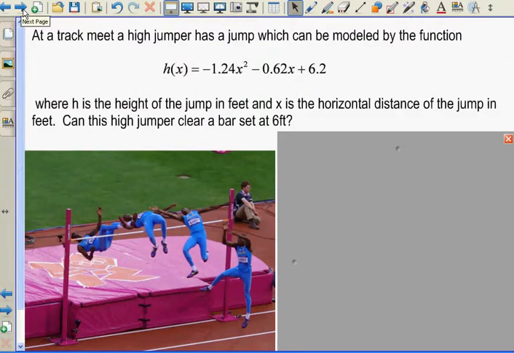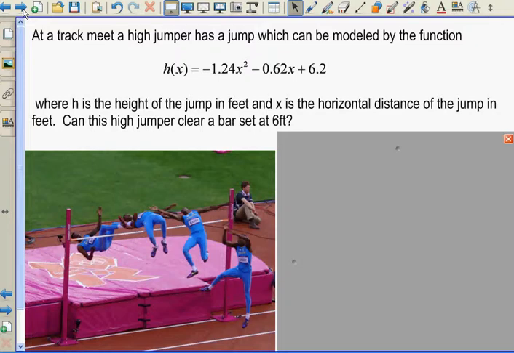This next problem, still a track meet, but here we have a high jumper, and of course we don't care where the high jumper lands, we care how high they go. So we've got this equation that models how high the high jumper goes, where again h is height and x is horizontal distance. And what we want to know is, can this high jumper clear a bar that's set at 6 feet? So can they get as high as 6 feet?